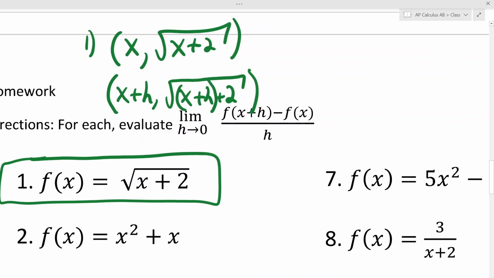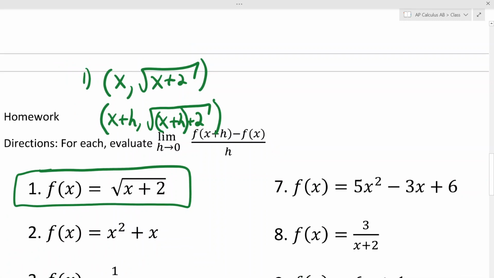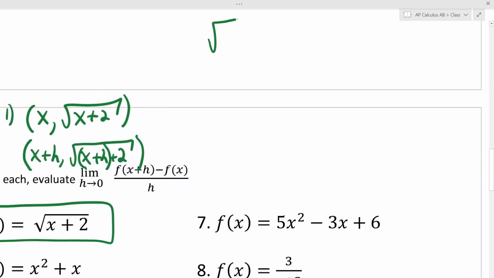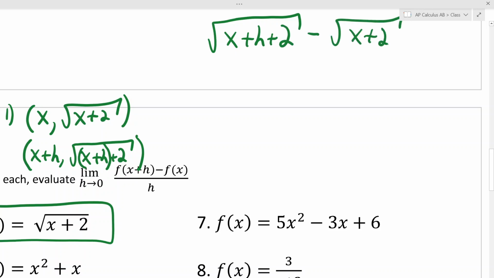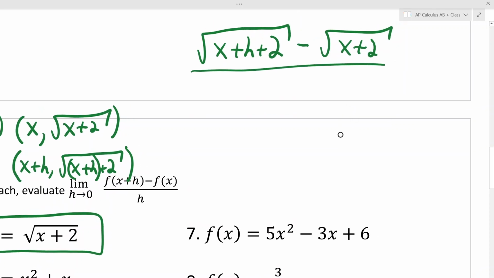And then all we do is find the slope between them. So that's going to be the square root of x plus h plus 2 minus the square root of x plus 2, all over x plus h minus x. What's that always going to be? Every single time that's just going to become h, which is why there's just an h down here in this little formula. And now we have the limit as h goes to 0.